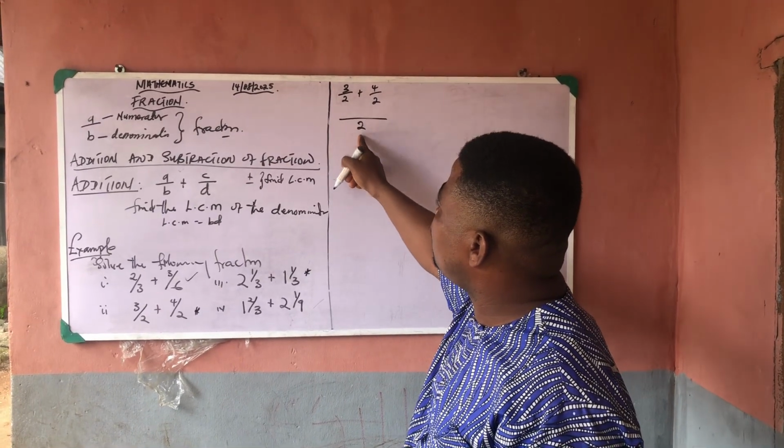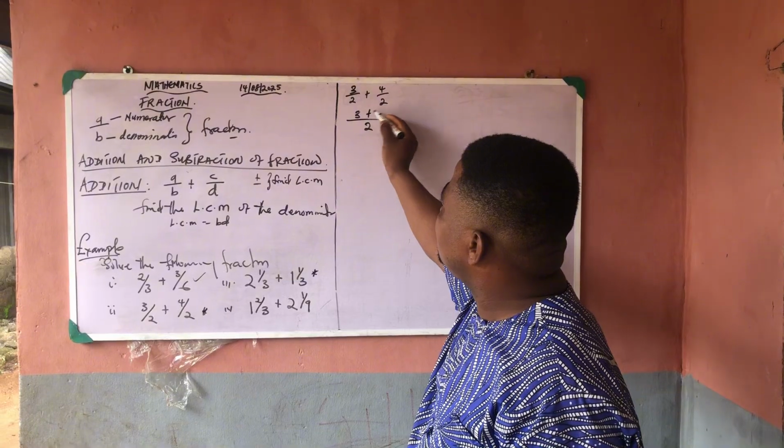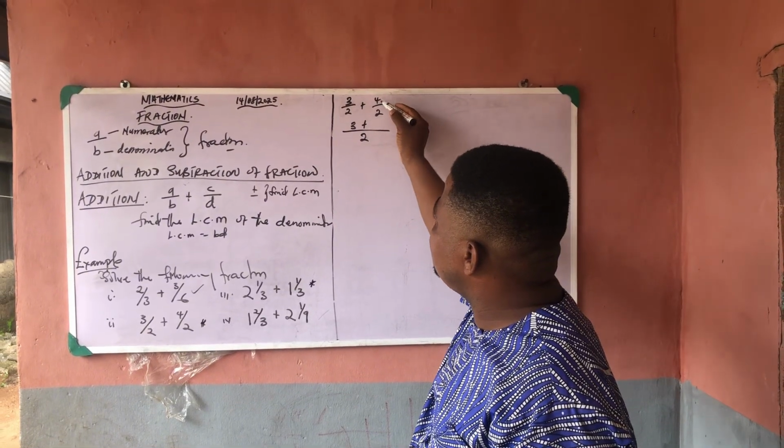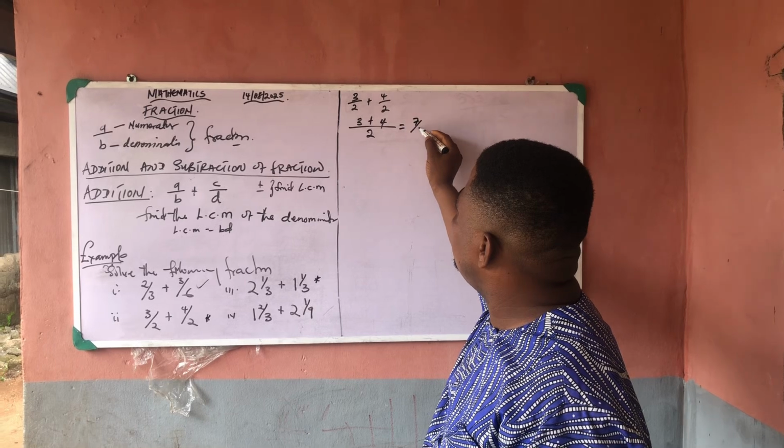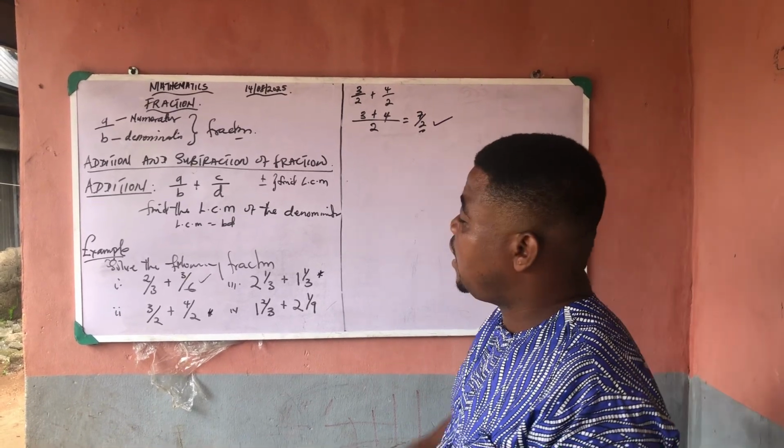2 into 2 is 1. 1 times 3 will give us 3. 2 into 2 is still 1. 1 times 4 is still 4. So you now have 7 over 2, which is your answer for that.